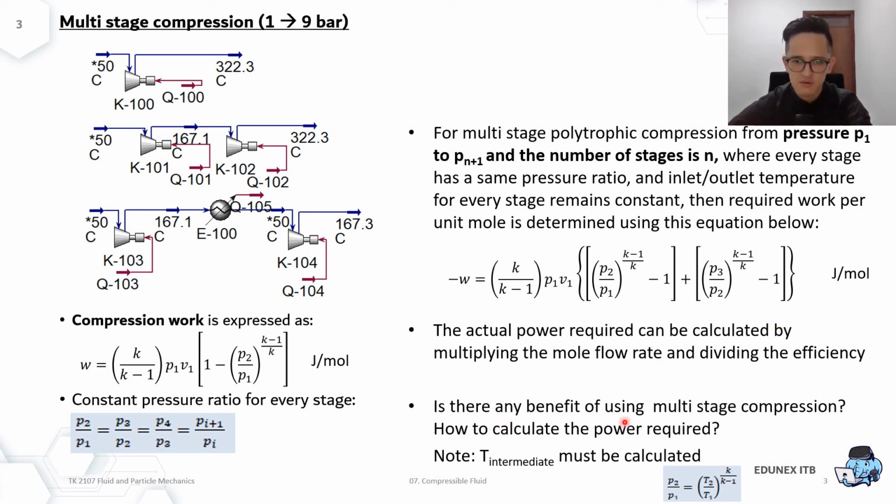So is there any benefit of using a multi-stage compressor compared to the single stage compressor? And then is there any benefit of using an intercooler? And how to calculate the power required for the second case? I already gave you the equation for the first case. I already gave you the equation for the third case. So how to calculate this second case? Hint or note: the intermediate temperature must be calculated. In this case, it's already given to you, 167.1.